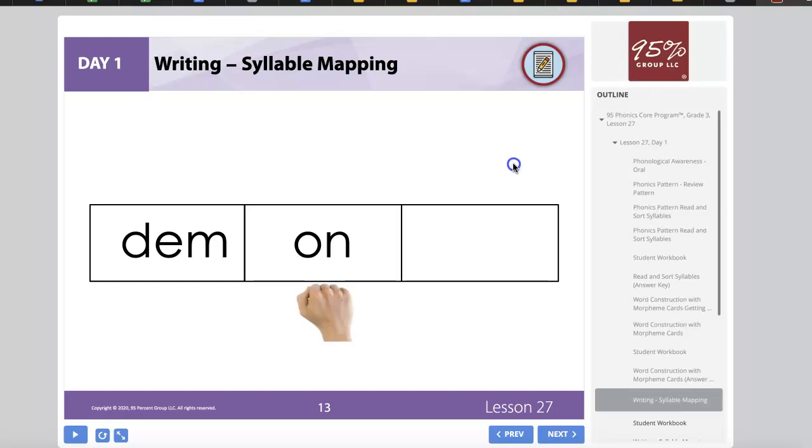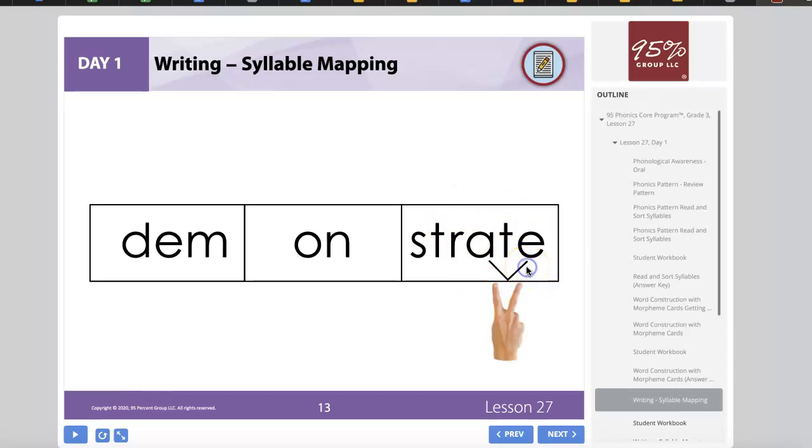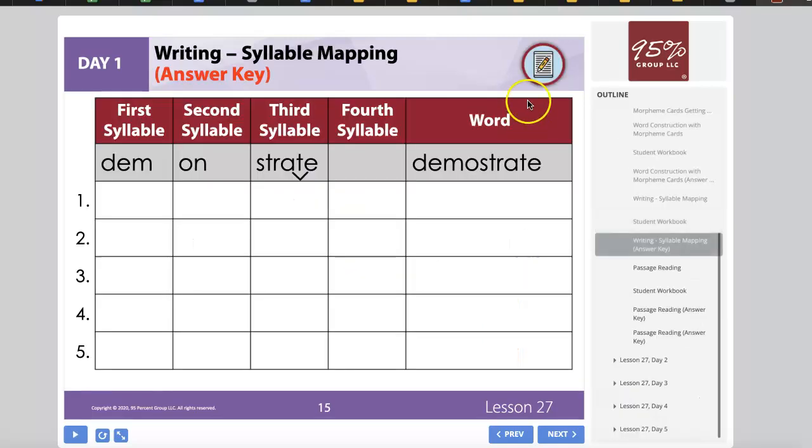Now, I have 3 separate syllables on the board. Everyone say demonstrate. Clap it. Demonstrate. So we have 3 syllables. And our last syllable has that long vowel silent E, strate. Now, remember, we don't write these down until we are finished. If this is in your workbook, go ahead and put your pencils down for me. I need to have everyone clapping out the syllables with me.